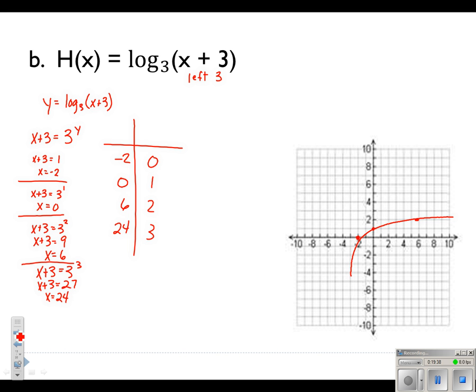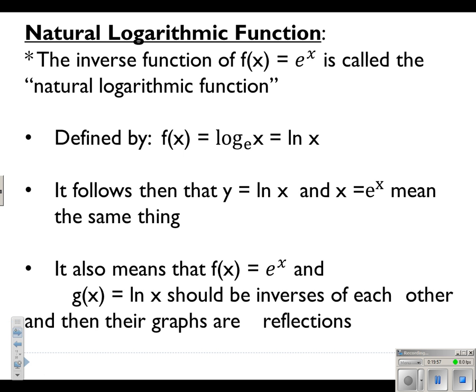Now remember what your vertical asymptote is on your parent function. It's the y-axis, the x equals 0 line. Look what our asymptote appears to end up being now. The x equals negative 3 line. And there's evidence of that left 3 shift.